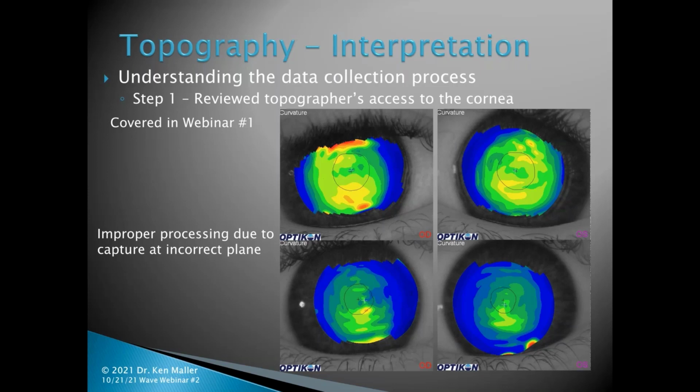So what went wrong? What went wrong was when these were captured, they were captured in an improper plane, and so the topographer interpreted the curvatures incorrectly. By the way, the error there is by about a 3 diopter magnitude. So that's a very, very significant error.